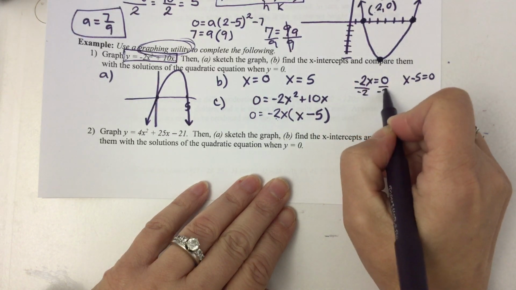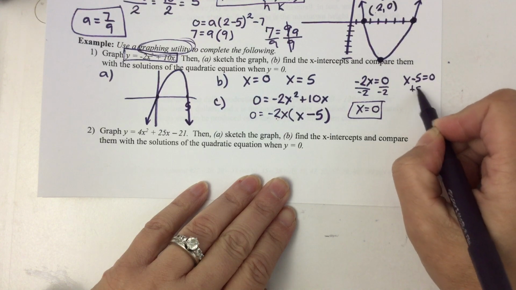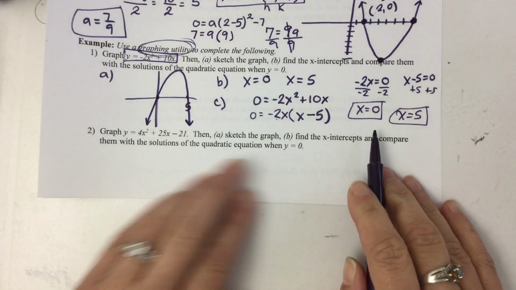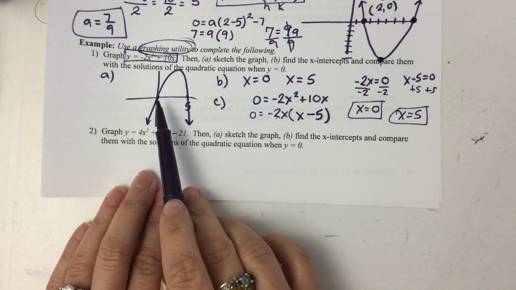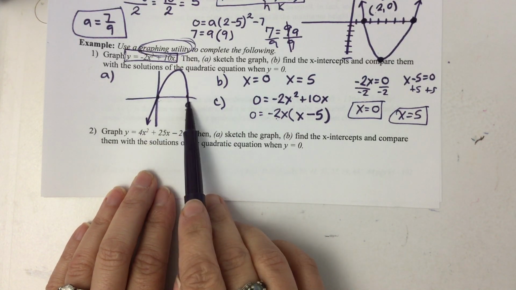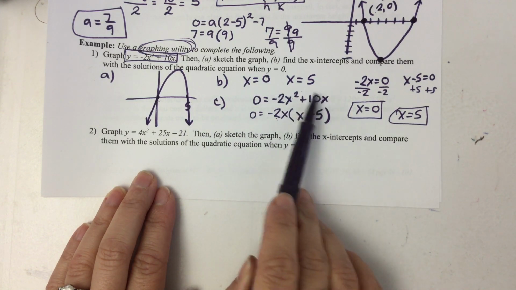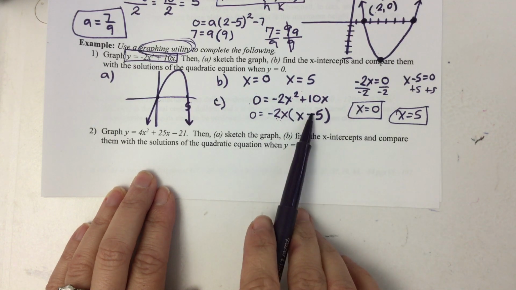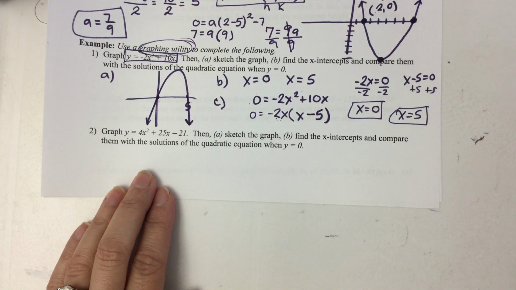Now I go ahead and solve. 0 divided by negative 2 is 0. Add 5. 0 plus 5 is 5. So graphically, when I went ahead and graphed on Desmos, I could see that my x-intercepts were located at x equals 0 and x equals 5. When I set the original function equal to 0, factored it, took each piece separately, set it equal to 0 and solved, I ended up with the same values.